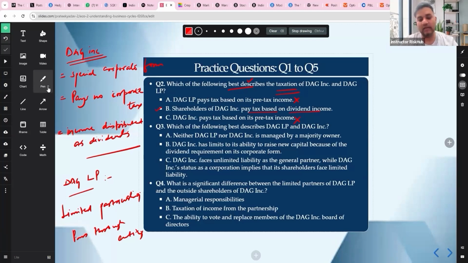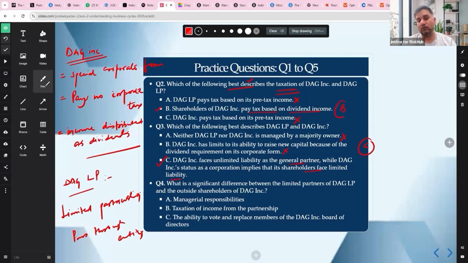Shareholders have limited liability. So that's what we are getting. Neither DAG LP nor DAG Inc. is managed by a majority owner. Wrong. DAG Inc. has limits to its ability to raise new capital because of dividend requirements, corporate form. Wrong. DAG Inc. faces unlimited liability as the general partner. Yes, the general partner has unlimited liability, that you have to remember, right? And DAG Inc. shareholders, as a corporation, implies the shareholders face limited liability. Yes, that's also true. The shareholders face limited liability, right? So this is C.